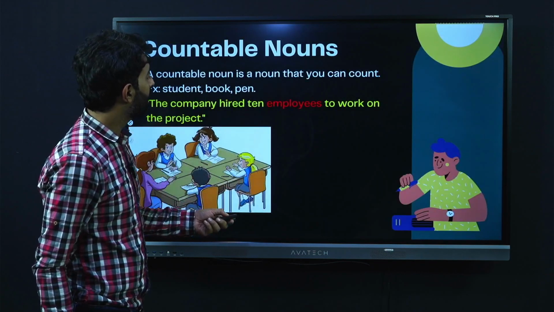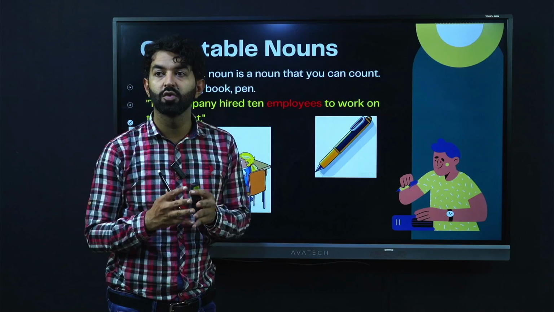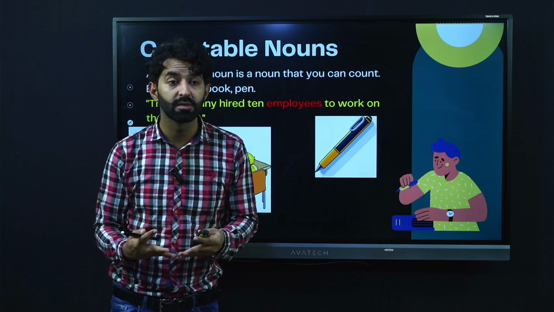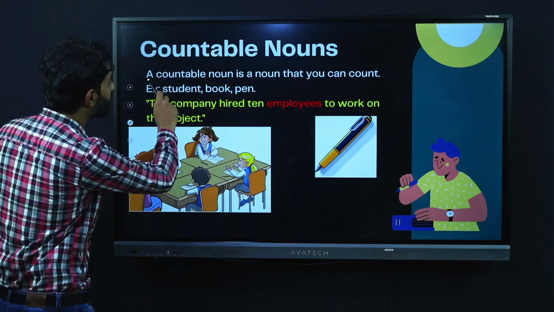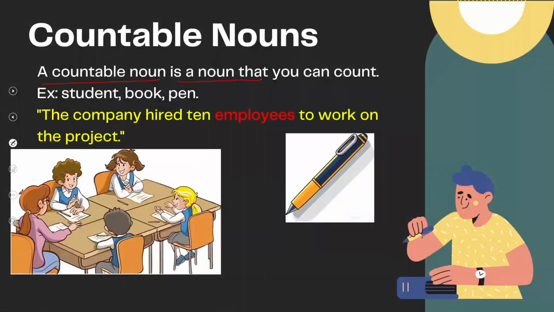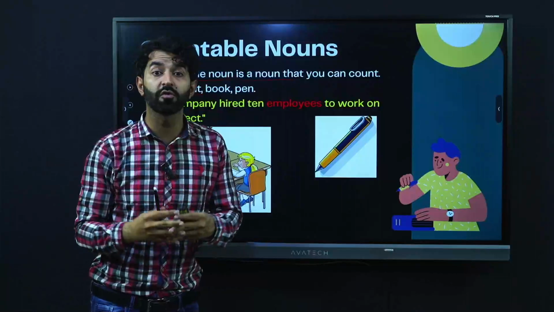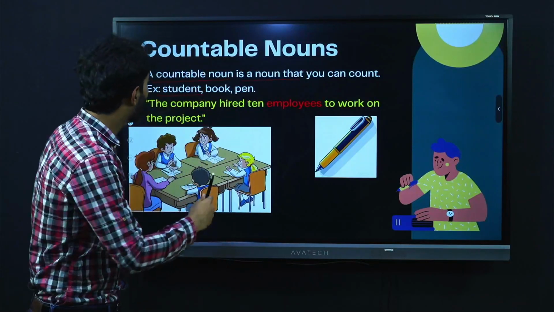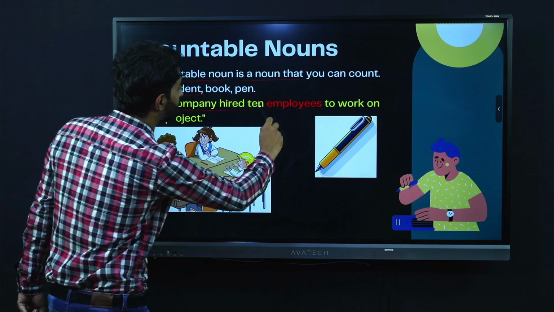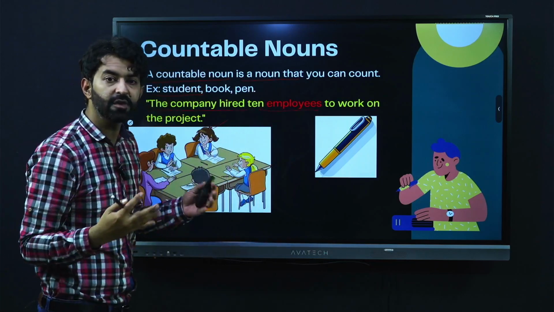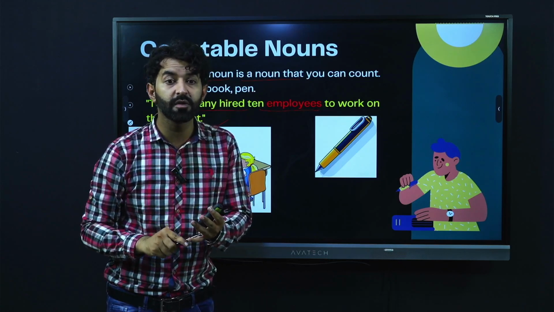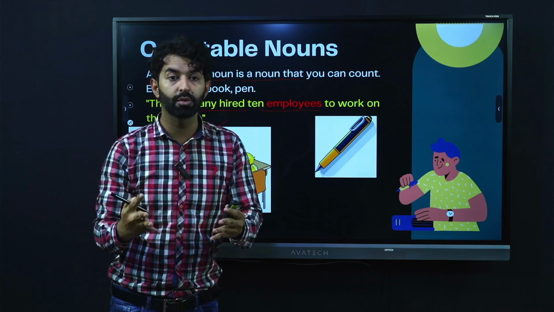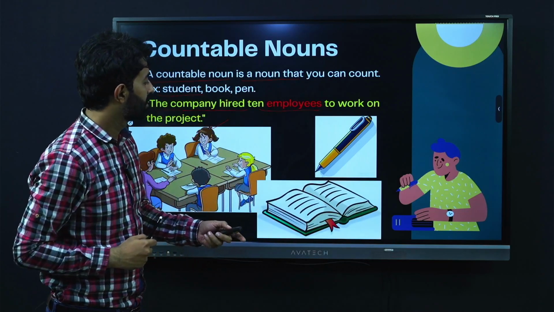Now, countable nouns are nouns that you can actually count. Yes, you can give them numbers. Let's look at this. A countable noun is a noun that you can count. You can count the number of students, you can count the number of books that you have, and also you can count your friends. Now, all these are countable nouns which you can count on your fingertips. You can give them numbers.